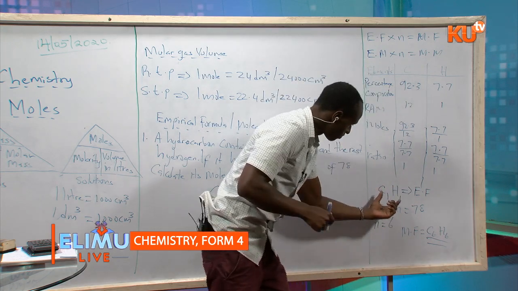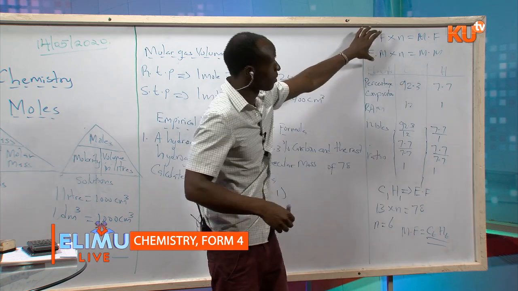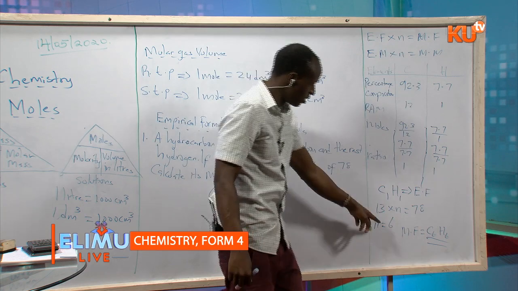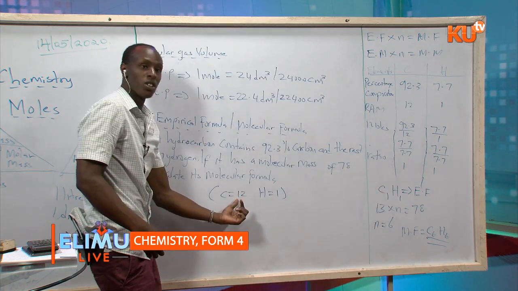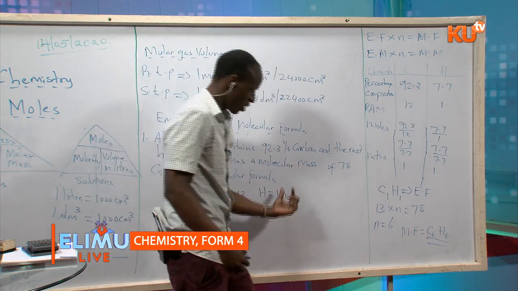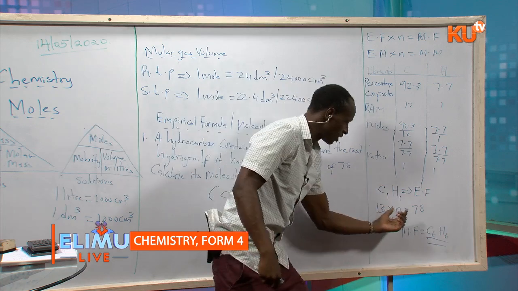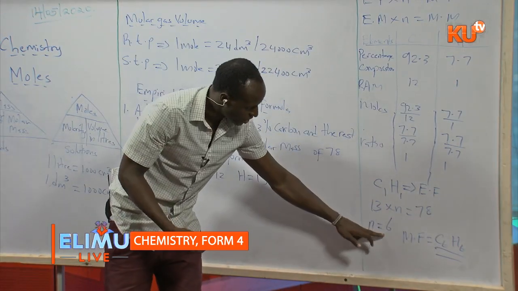So empirical formula, then for you to get molecular formula, you can also use these two formulas, which will help you to get the value of N. So CH, since the RAM of carbon is 12 and the RAM of hydrogen is 1, so 12 plus 1 gives you 13. Then 13 times N equals 78. Then you get N is 6.